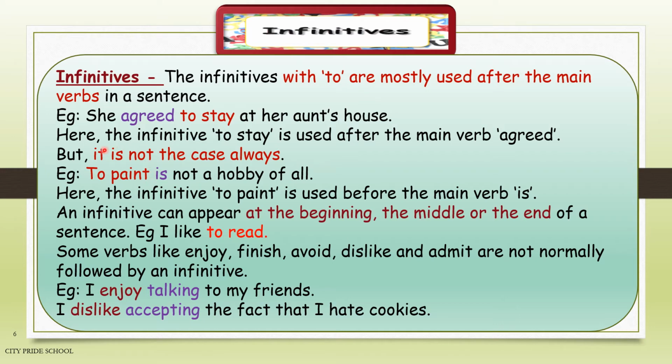Now "to paint" is an infinitive. It is coming at the beginning of the sentence and it is also acting as the subject of the verb "is". Infinitives can also come at the end of the sentence. An infinitive can appear at the beginning, the middle, or the end of the sentence. Example: I like to read. I like what? To read. So "to read" here is coming at the end. So they can come at the beginning, the middle, or at the end of the sentence.